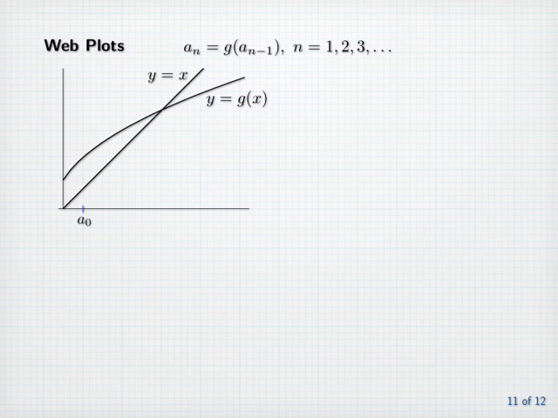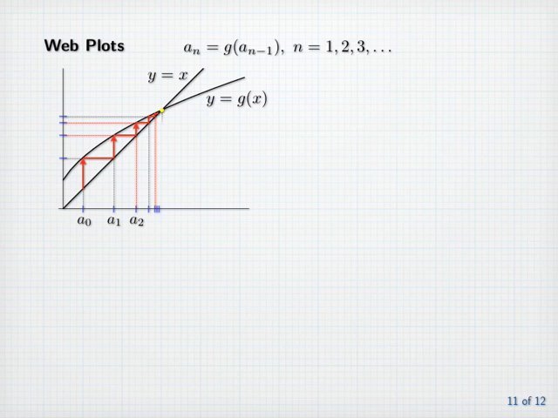We go up to the line y equals x and then draw a vertical segment up to the graph of g. That locates a1 on the y-axis. Now a horizontal segment over to the graph of y equals x locates a1 on the x-axis. A vertical segment up to the graph of g locates a2 on the y-axis, and then a horizontal segment over to the graph of y equals x locates a2 on the x-axis. We continue this process of moving vertically to the graph of g and then horizontally to the graph of y equals x, and we see that the plot bounces back and forth between these two graphs and gets closer and closer to the point of intersection.